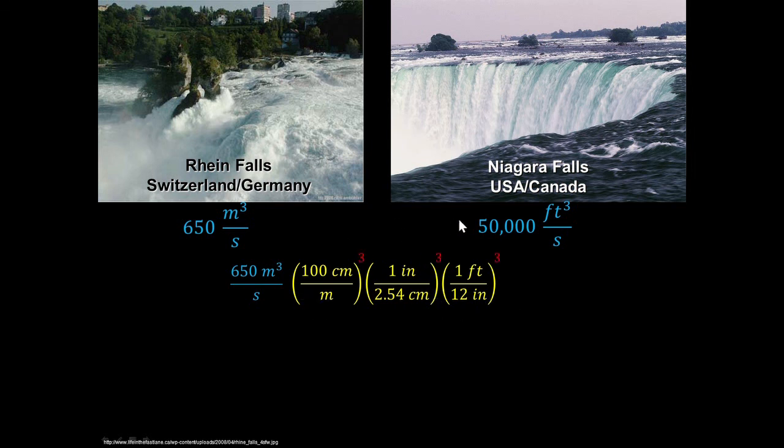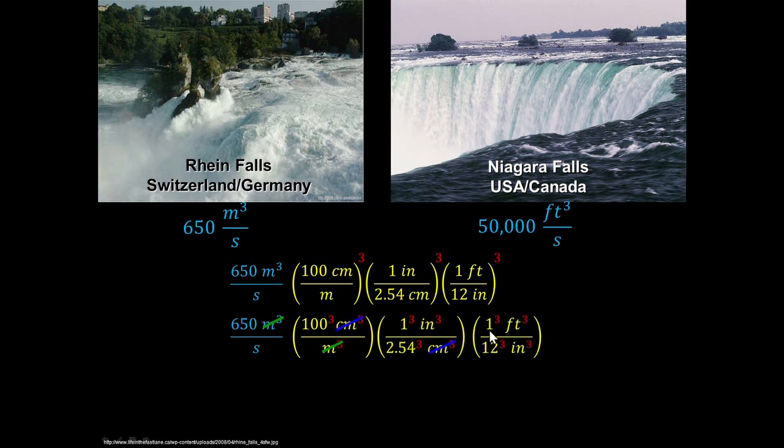We have to cube each conversion. So all of that gets cubed, and when all of that gets cubed, everything inside of that gets cubed. That gets cubed, that gets cubed, and that gets cubed. Okay, so cubic meters would cancel. This one was cubed, cubed, cubed, and cubed. So cubic centimeters and cubic centimeters cancel. And then this one was cubed, cubed, cubed, and cubed. Cubic inches and cubic inches cancel. My unit becomes cubic feet per second.